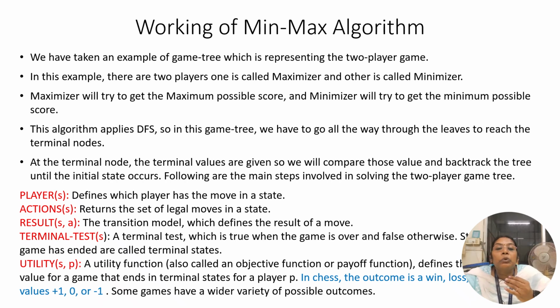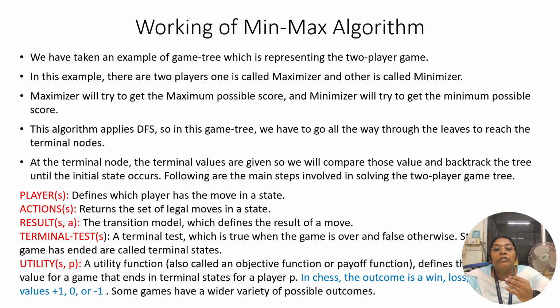Basically, when we look at the working, the players are the minimizer and maximizer, and they have moves in a state. The minimizer will have a negative value, and the maximizer will have a positive value. Actions return the set of legal moves in a state. And what is the result?